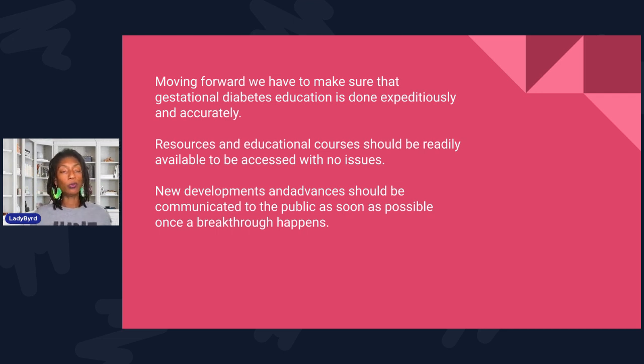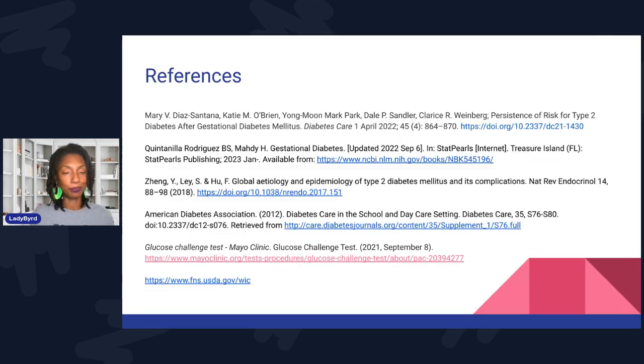And then also we want to make sure that new developments and advancements are communicated to the public as soon as possible. Like once we get a breakthrough, hey, there's a new diabetic medication. Hey, there's this new this. Hey, whatever it is, we want to make sure that if there's any breaking news in the diabetic community, we get this information to the public as soon as possible. And we don't want to wait.